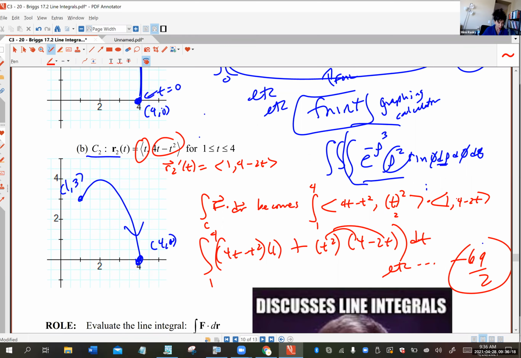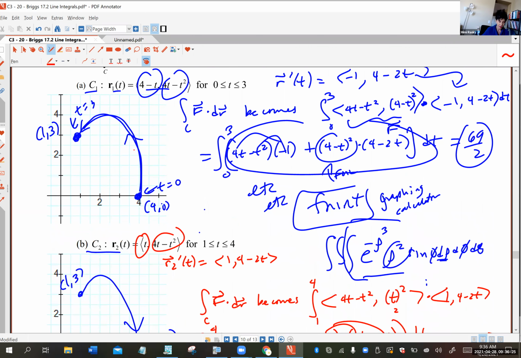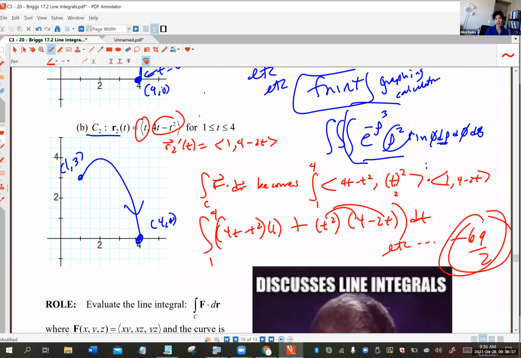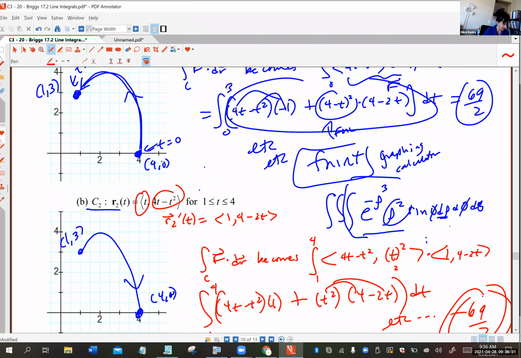So I hope you can tell that if your curve is oriented in the reverse direction, that will affect your final answer. It'll be the opposite in sign. Parameterization does not affect it.